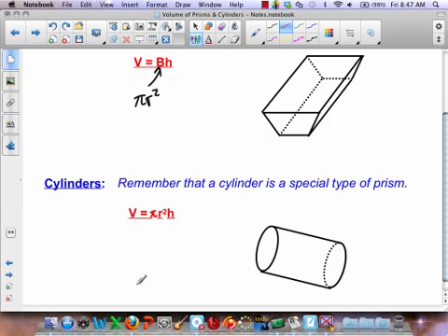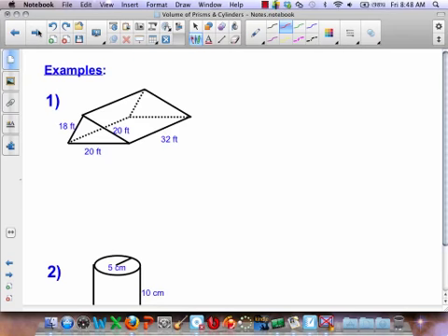All we've got to do now is put these into action. So again, the volume of a prism is the area of the base times the height. Okay, problem number one. What shape is it? A prism. Okay, it's a prism. How do you find the volume of a prism?